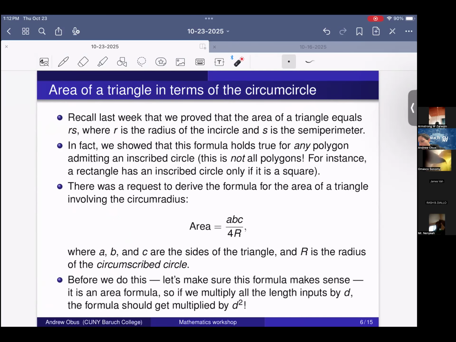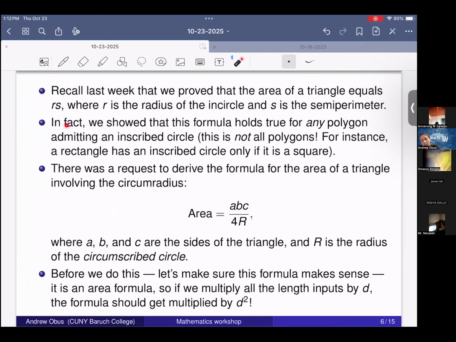And in fact, we show that this formula is true for any polygon with an inscribed circle at all. So it doesn't have to be a triangle. It could be a polygon with any number of sides. As long as it has an inscribed circle, then the area is this exact same formula. It's RS, radius times semiperimeter.